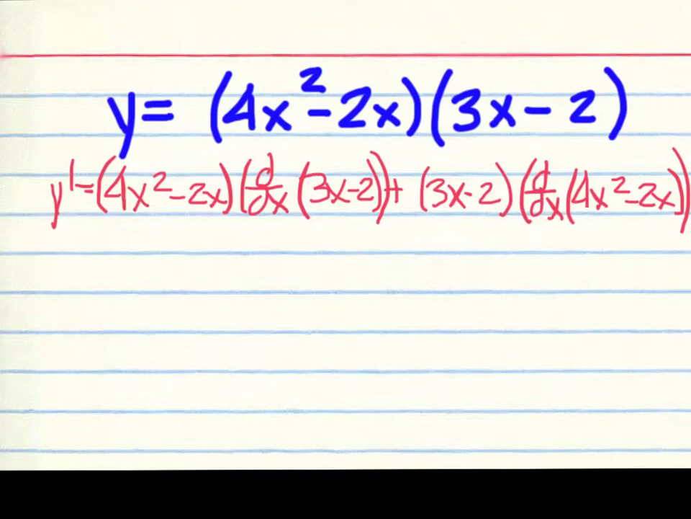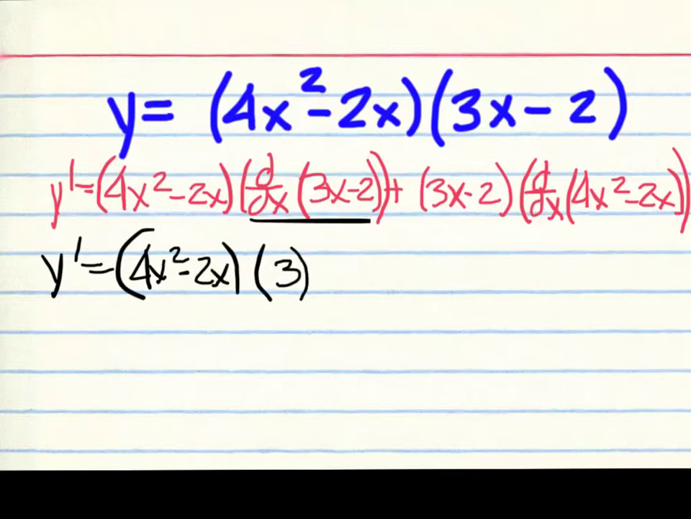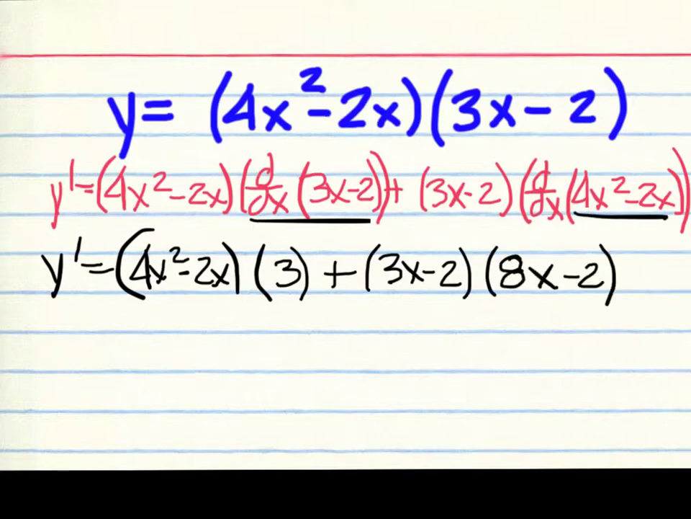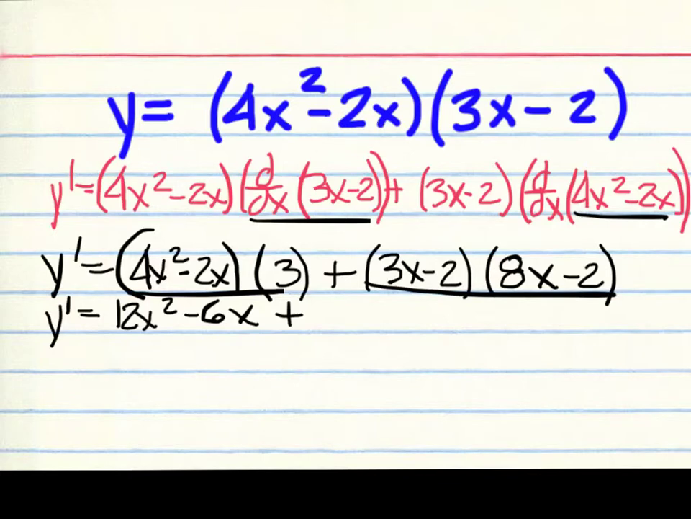This first part will stay the same, but the second one, the derivative of this quantity is simply 3. And then this quantity will stay the same. The derivative of this quantity is 8x minus 2. So you have to do some expanding here. If you multiply by 3, you get 12x squared minus 6x. And then with this, you're going to get 24x squared minus 6x minus 16x plus 4.